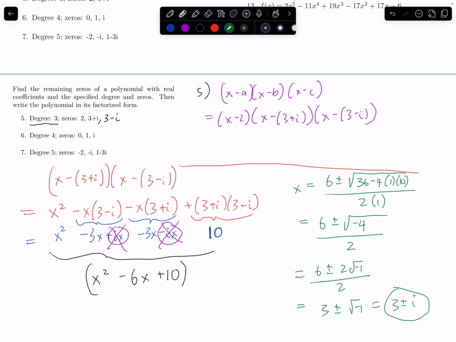So I got 3 plus i, 3 minus i. And look, that matched up with the original roots that was supposed to be, right? It matches up with these guys right here. So, final answer here. I'm going to write the final answer in red. x minus 2 and x squared minus 6x plus 10. This is the factorized form of that original polynomial. Sweet.